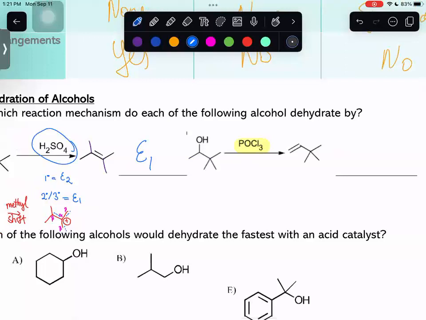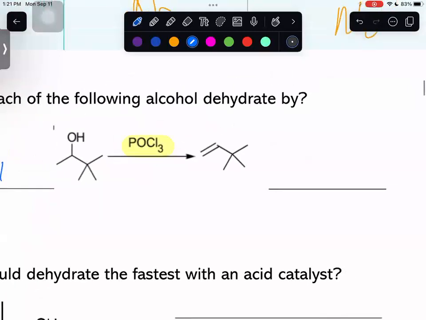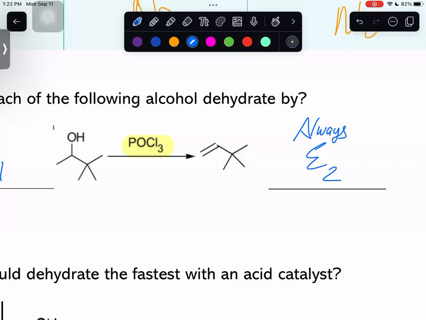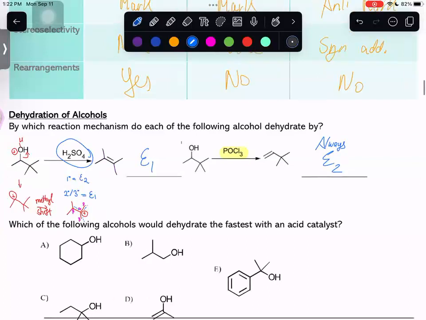Now, POCl3 is gonna be more of a special guy because it's only gonna follow one kind of mechanism, and it's always gonna be E2. Okay, it doesn't matter the degree of your alcohol. That doesn't matter. It's always gonna be E2. And he really asks you a conceptual question on this. It's just gonna be like pure words. Whenever you do a dehydration with POCl3, what kind of mechanism is it gonna follow? You're gonna have SN2, SN1, E1, and E2. It's always gonna be E2, okay? Please remember that one. And that's why I highlighted that one especially.